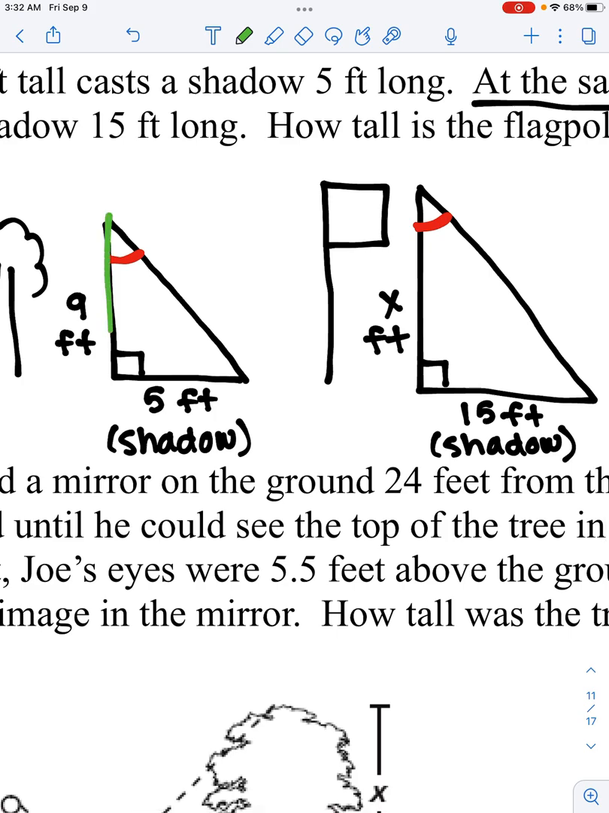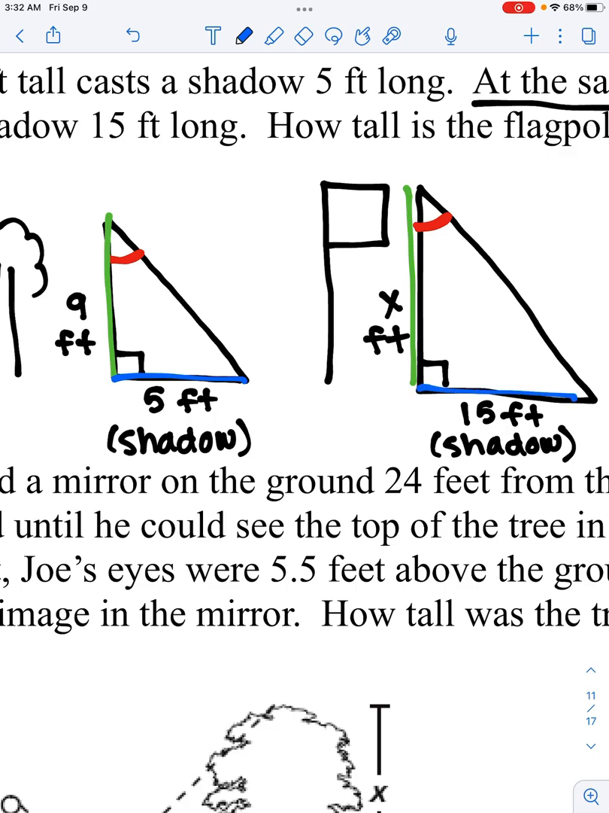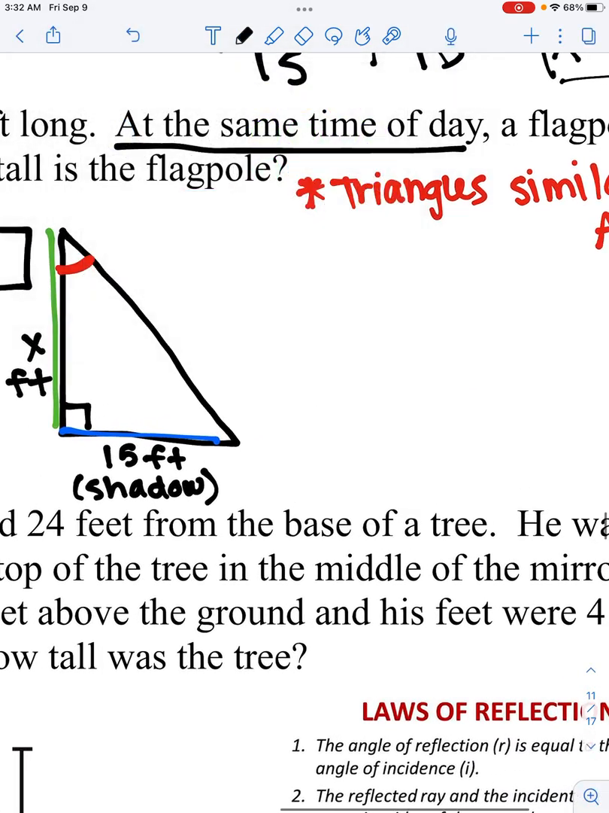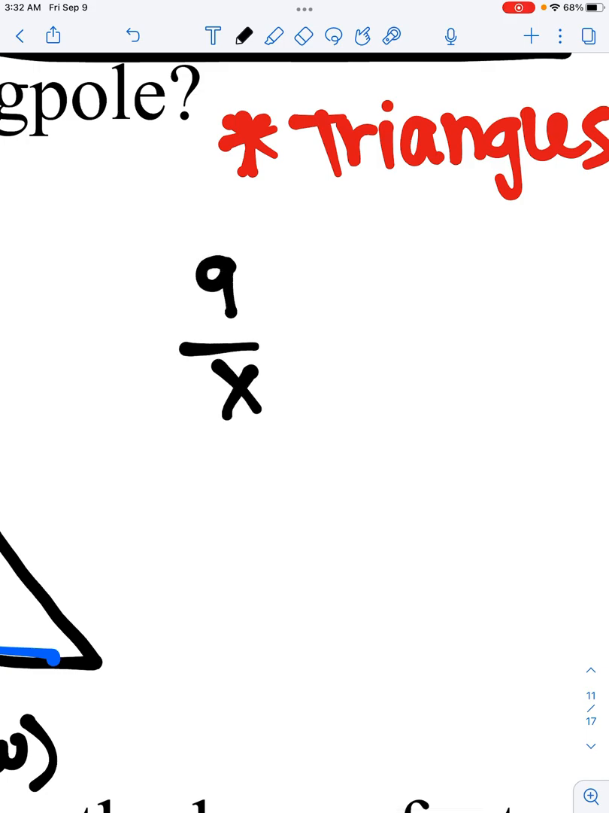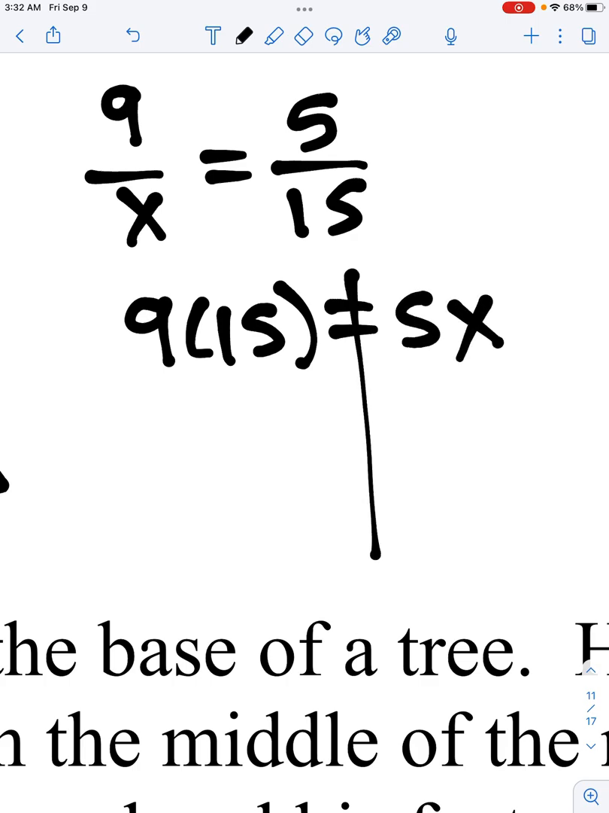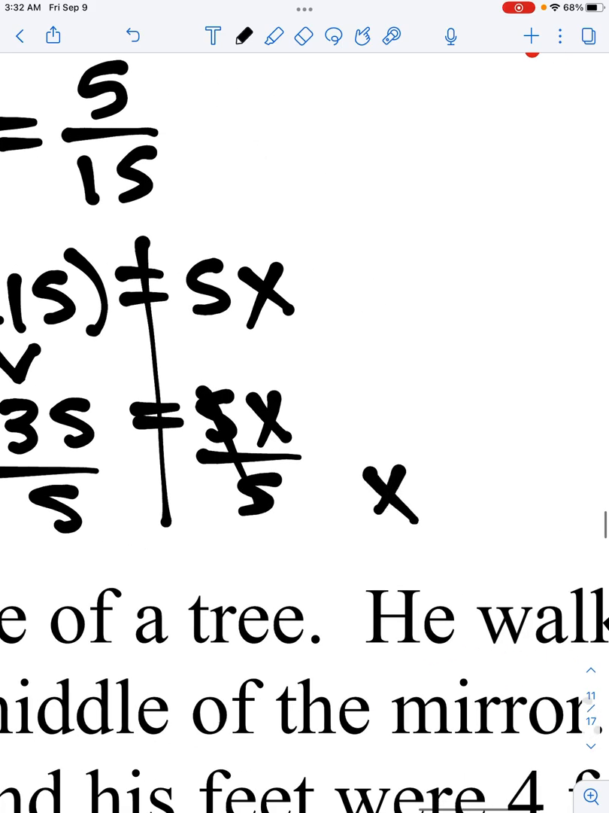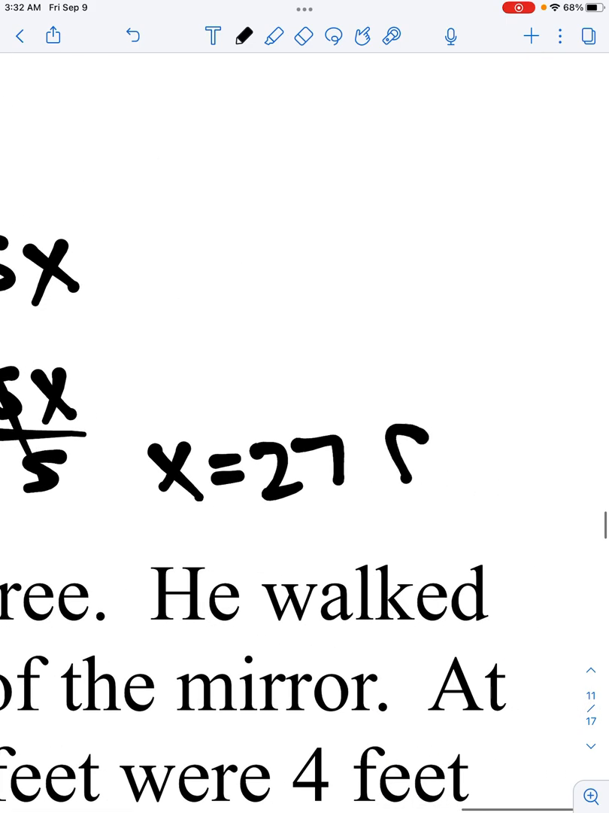proportions, or a proportion, so like 9 and x, 5 to 15. So 9 over x equals 5 over 15. And then just do our solving steps. So cross multiply: 9 times 15 equals 5 times x. And then 9 times 15 is 135 equals 5x. And then we divide to get x is 27 feet. So that's the flagpole height.